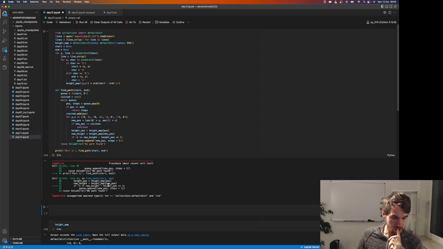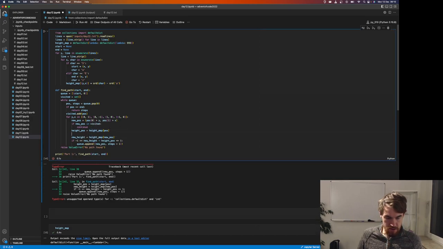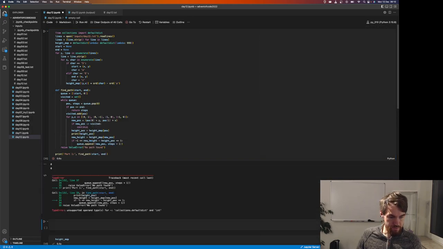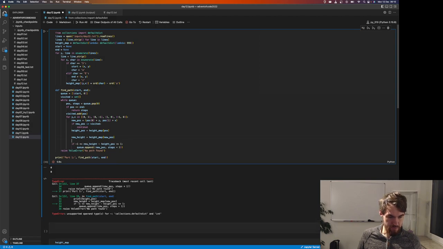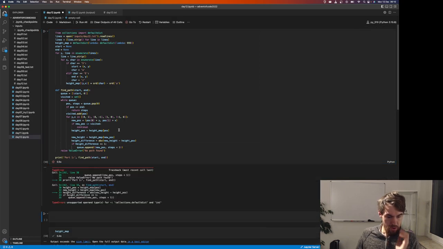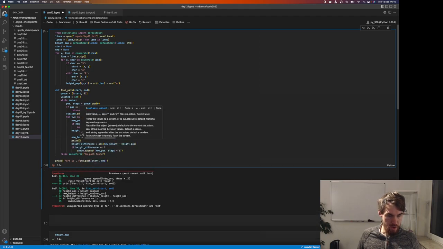Okay, so it says we don't have operand types for dict and int. That is weird because height map pos should not be a dict. This also works, I think, if height difference is smaller or equal to 1. But let's print a new height and a height pos.